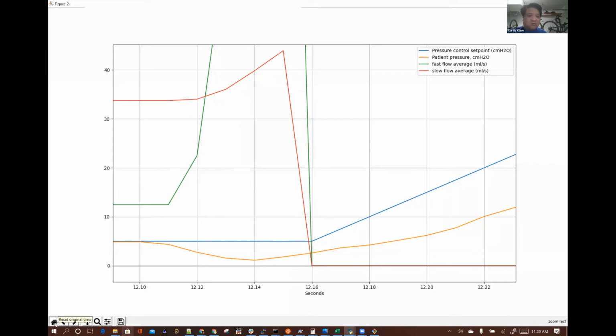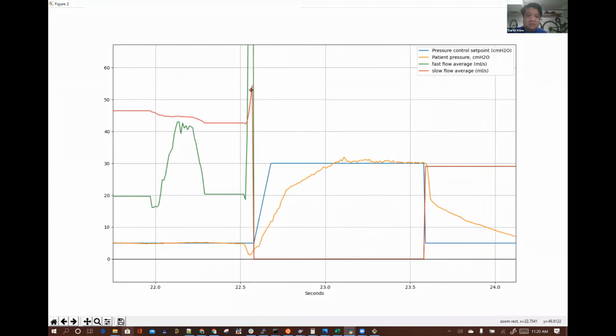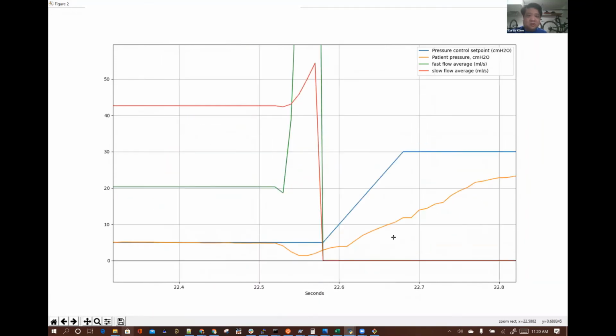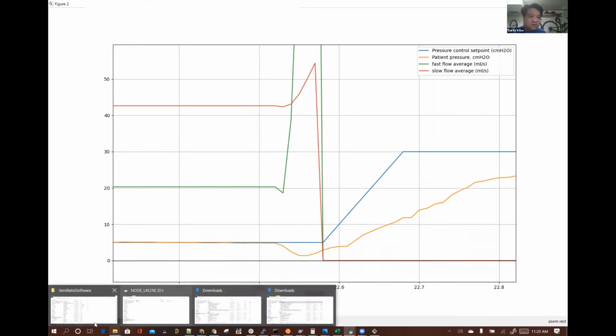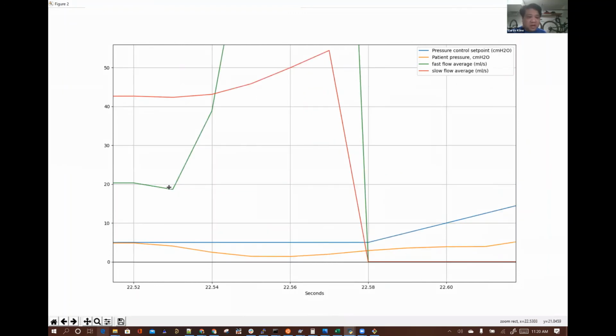And we can go ahead and look at one of the other traces just to show that that's consistent. And so here we have the breath starting at about just over 22.5 seconds. Let's actually zoom in a bit further. Here we can see it take off at about 22.53, and by 22.58, the machine has responded by increasing the pressure set point. And then the physical pressure follows shortly thereafter.